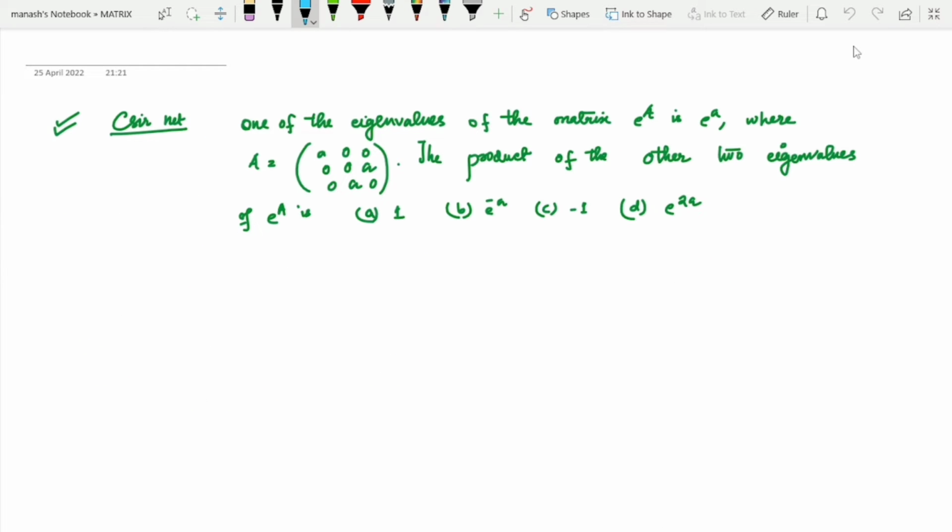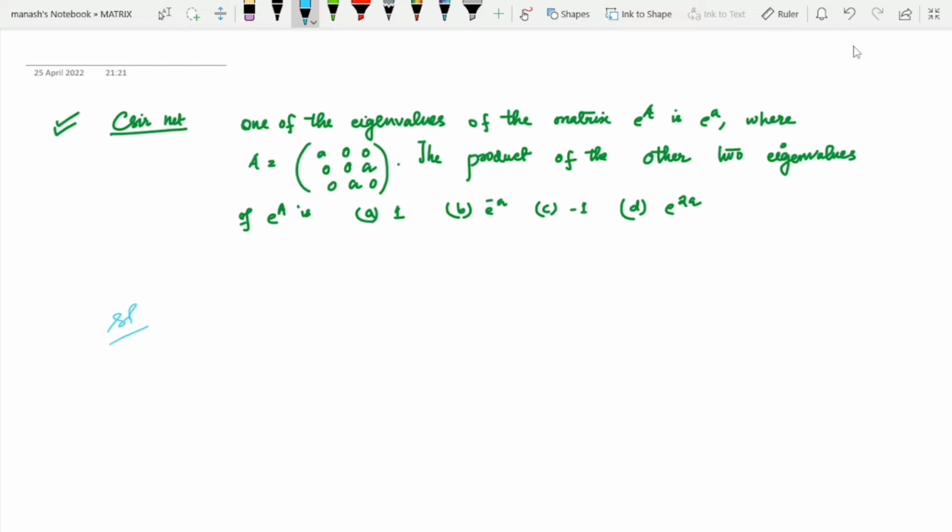So this is a problem. It came in CSIR NET, and the question is as follows: one of the eigenvalues of the matrix e to the power A is e to the power a, where the matrix A, that is raised to the power e, is given as a square matrix 3 cross 3. The product of the other two eigenvalues of e to the power A is?